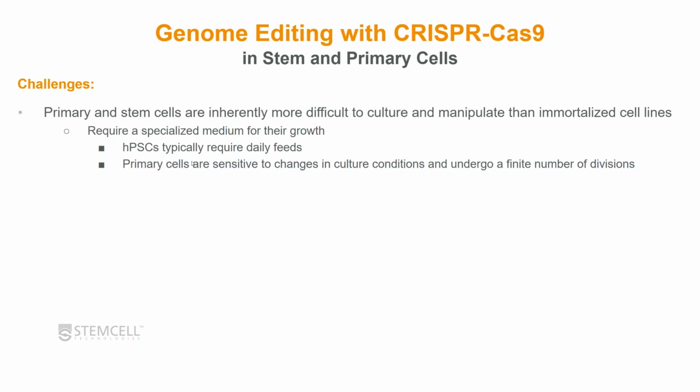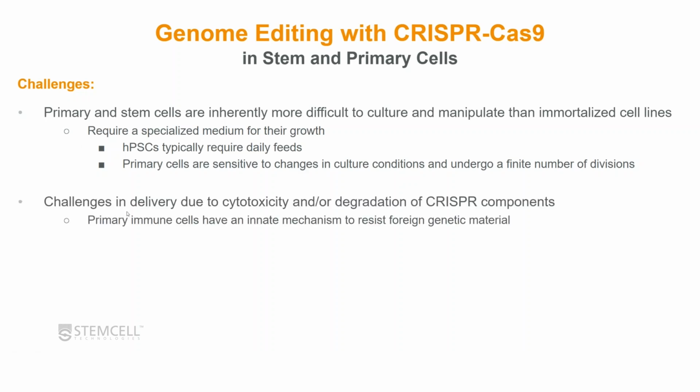Primary cells, in contrast, are very sensitive to changes in culture conditions, and again, they only undergo a finite number of divisions. And this is because they are directly isolated from a donor, and so you need to really carefully consider the culture conditions in order to fully support the growth and expansion of these cells.